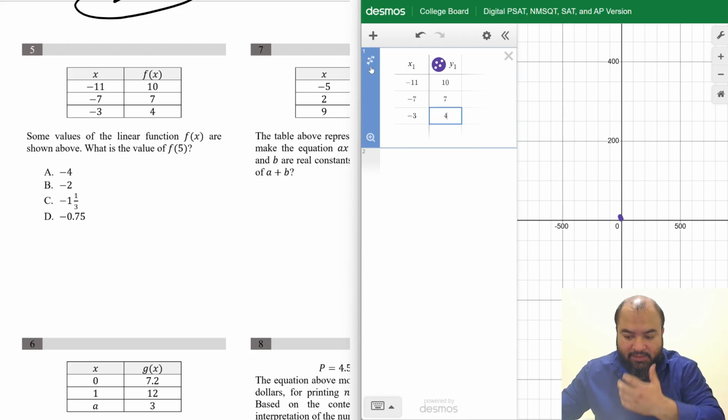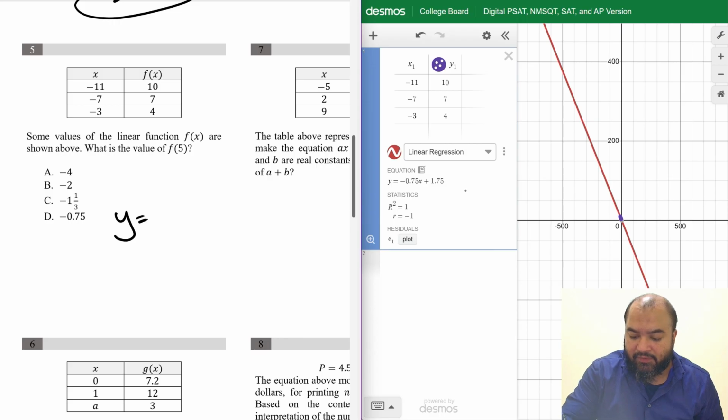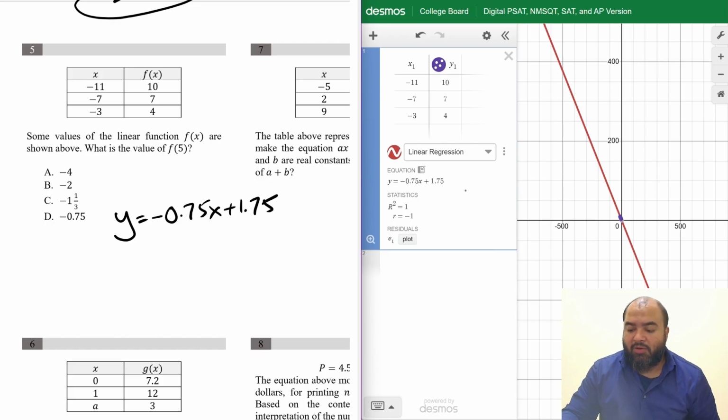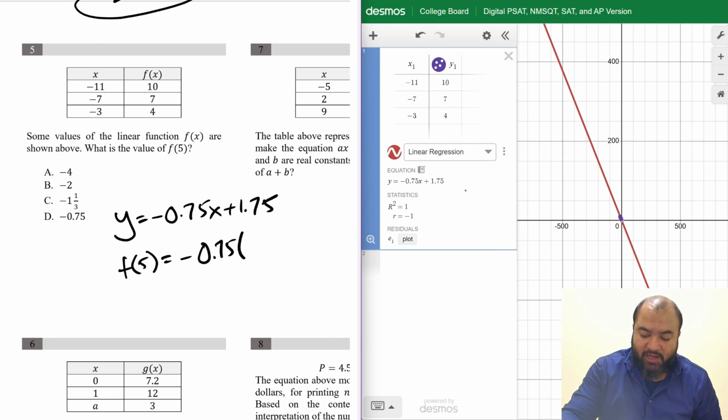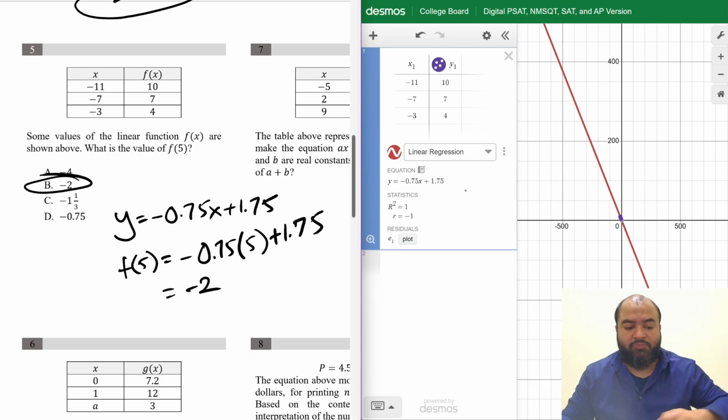Now if you press this symbol here, line regression, so this is the equation of the line. So y equal to negative 0.75x plus 1.75. Okay, now all they want, what is f of 5? So f of 5 means you just plug in 5 for the x value. Negative 3.75 plus 1.75. You can use the calculator here or look for it in the graph. So answer is negative 2. So B. It's pretty simple.